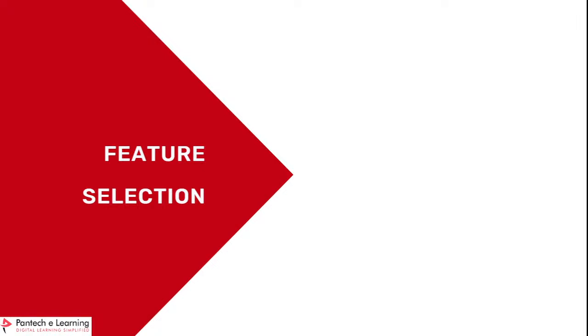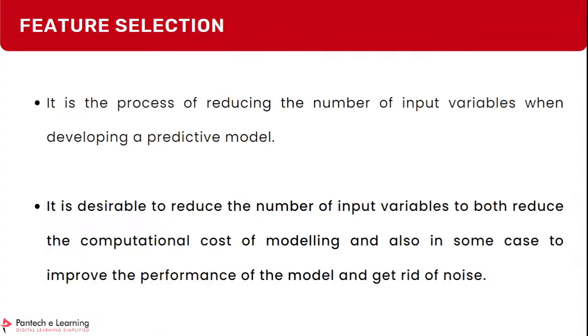So going with feature selection, it is the process of reducing the number of input variables when developing a predictive model. So it is desirable to reduce the number of input features. Like you have given 8 columns, right? How much you are reducing it, that much complexity you are reducing and making it easy for your algorithm.